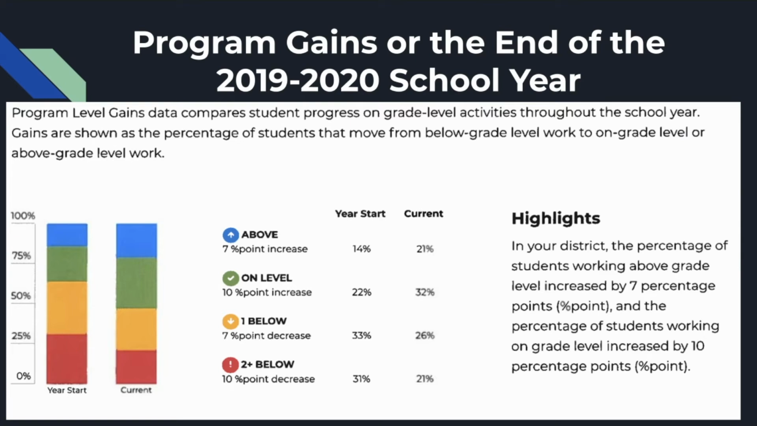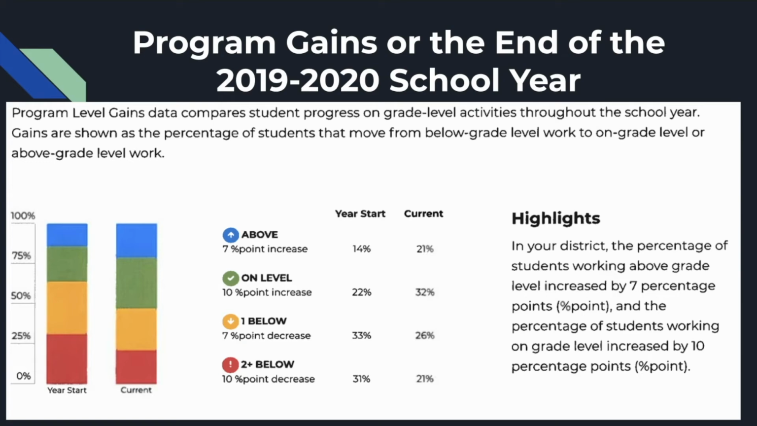When we look at the students in the yellow that was working 1 grade level below, that was a 7% decrease. So we went from 33% to 26%. And then when we look at the percentage of students working on level, we had a 10% increase. So we went from 22 to 32%. And then when we look at the students working above grade level, that was a 7-point increase.